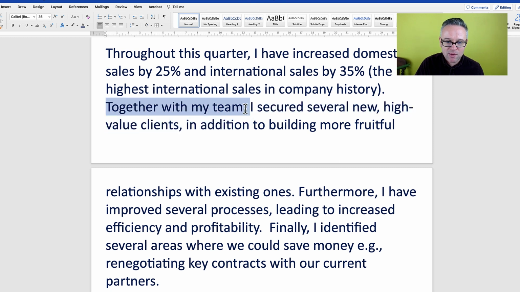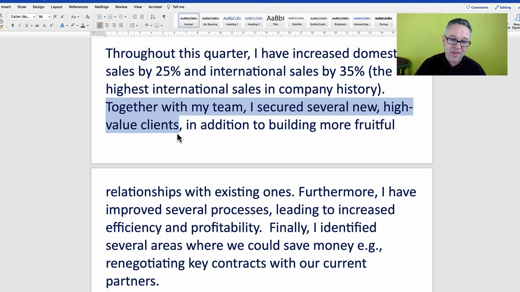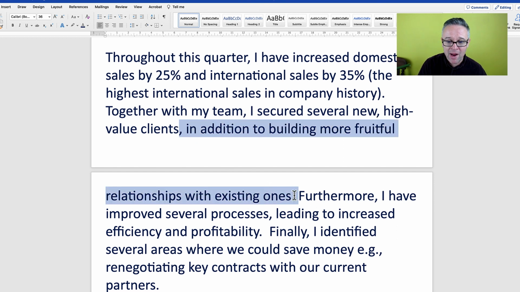Together with my team, a fronted adverbial, I secured several new high-value clients. So I've got a comma after the fronted adverbial, together with my team, but I also have a comma between the 2 adjectives, new and high-value clients. And then I have another comma where I add on this extra clause. In addition to building more fruitful relationships with existing ones.